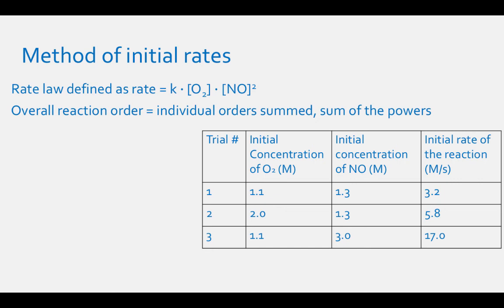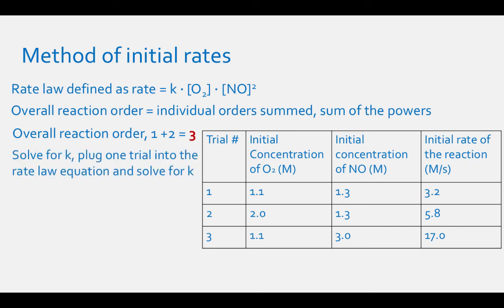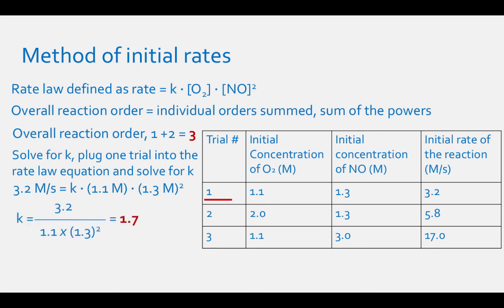The overall reaction order of the reaction equals the individual orders summed, or the sum of the powers in the rate law equation. So for example, for this problem that we just figured out, the overall order would be 1 plus 2, which equals 3. To solve for our rate constant, plug one of our experimental trials into our rate equation and solve for K. Let's pick trial 1. Then we will have 3.2 molar per second equals K times 1.1 molar times 1.3 molar squared. K equals 3.2 divided by 1.1 times 1.3 squared, which equals 1.7 for the value.